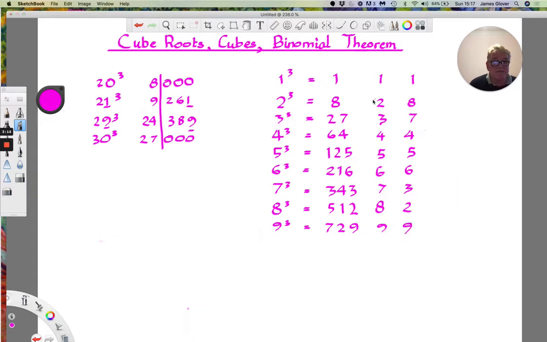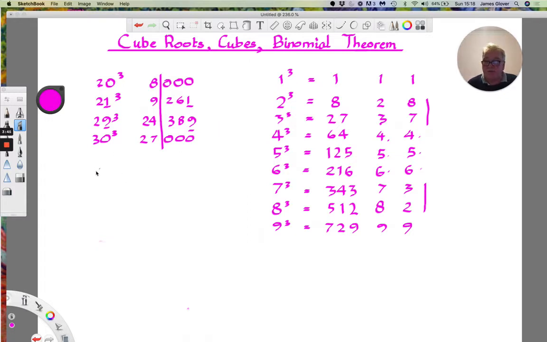And you'll see the pattern here: the 2 and the 8, 3 and the 7, and the 7 and the 3 and the 8 and the 2. So these are complements from 10 of each other. These are number partners, 2 and 8, 3 and 7. And for the rest, the final digit of the cube is the same as the final digit of the cube root. So that's all we need to know.